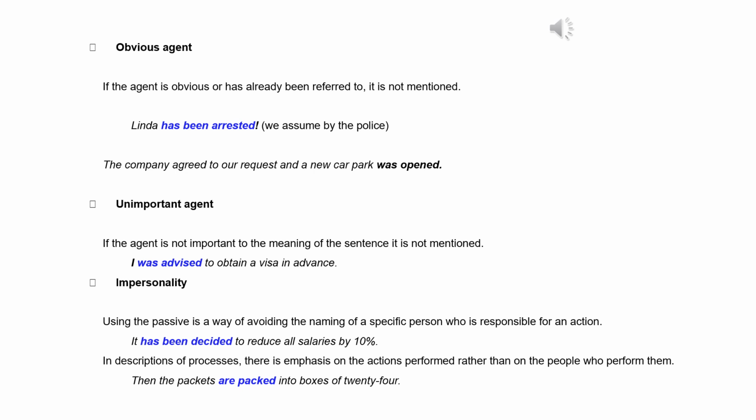Impersonality. Using the passive is a way of avoiding the naming of a specific person who is responsible for an action. It has been decided to reduce all salaries by 10%. In descriptions of processes, there is emphasis on the actions performed rather than on the people who perform them. Then the packets are packed into boxes of 24.